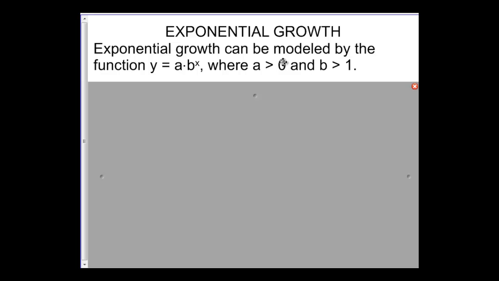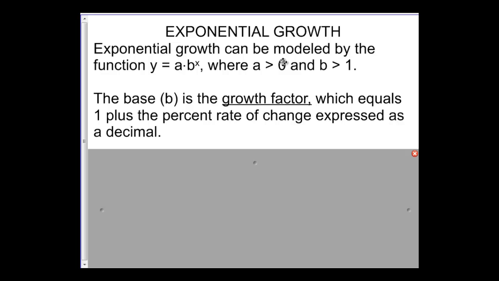If a was 0, we would have some problems there where everything would become 0. And if a was less than 0, we're no longer looking at a growth situation. We need an initial amount that is greater than 0. And then b has to be greater than 1, because if it was less than 1, we'd be looking more at decay. So we need growth here. What you need to understand, the base in that situation is the growth factor.